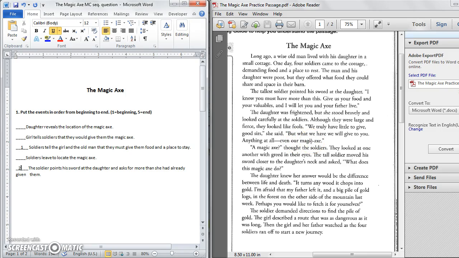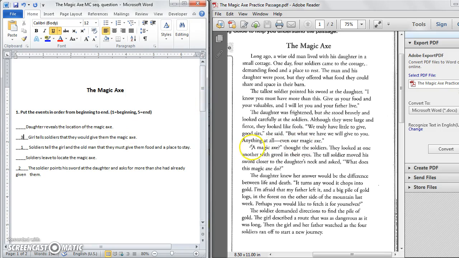Oh, so she just said that they will give them the magic axe. I think that was one of my events. Daughter reveals the location of the magic axe. No. Girl tells soldiers that they would give them the magic axe. That is exactly it. So I put a 3 by this one because it was the next event.